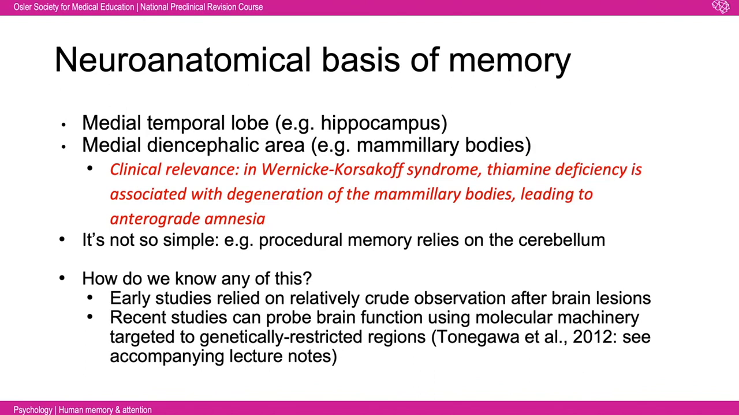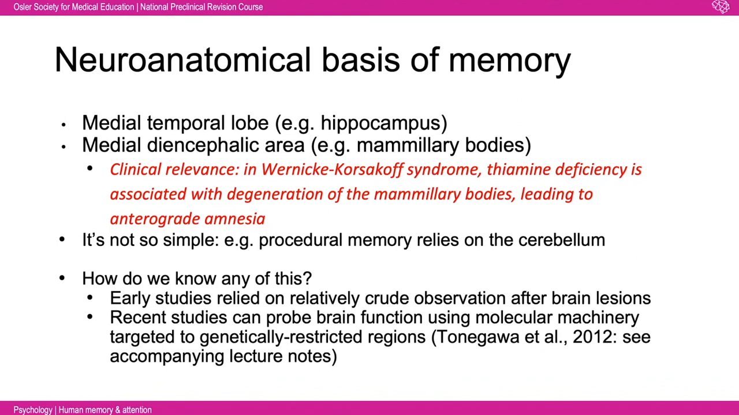So lots of different brain regions are involved in memory. For example, the elements of memory that rely more on skills, particularly on motor skill, are localized in the cerebellum. Briefly, how do we know any of this?